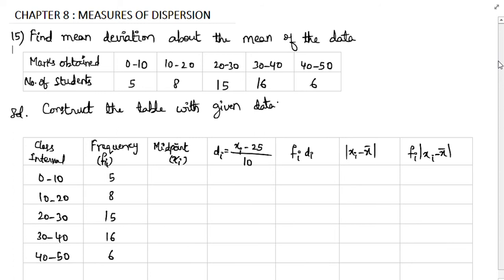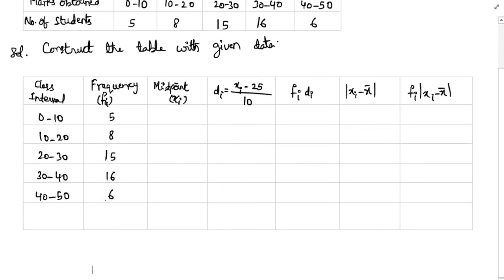So class interval is given and frequency is given. I have constructed a table and I have already written the values of class interval and frequency. Now we will proceed with the other columns. So midpoint. What is the midpoint? 0 plus 10 by 2, that is 5. Here 10 plus 20 by 2, that is 15. Next, this is 25, 35, and this is 45.